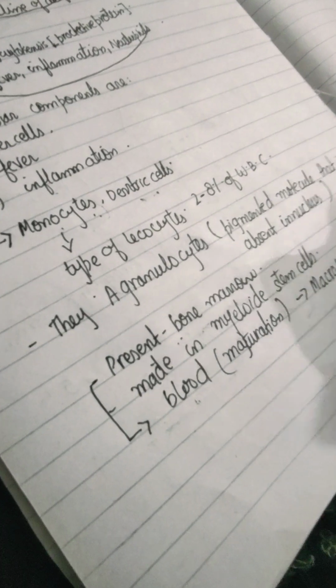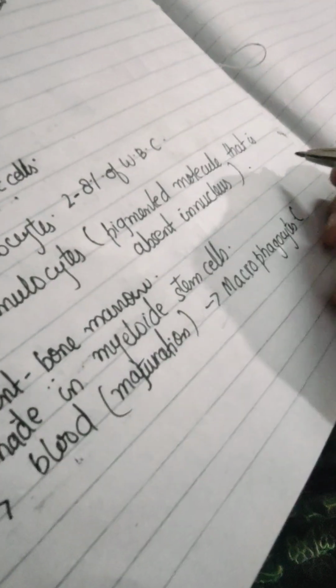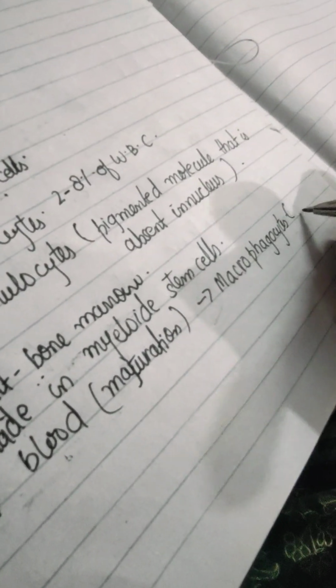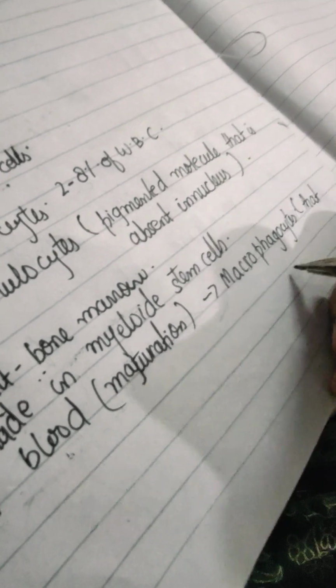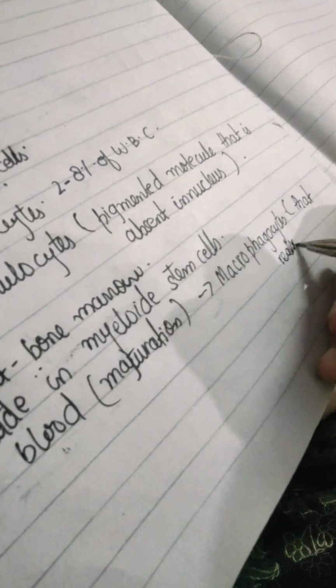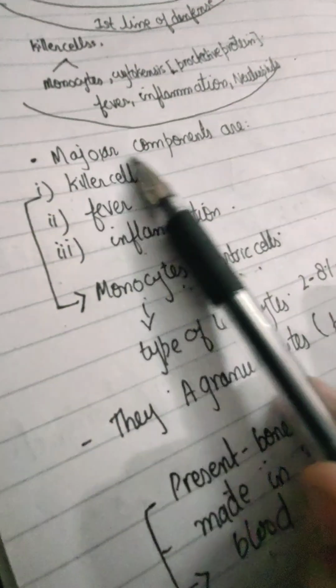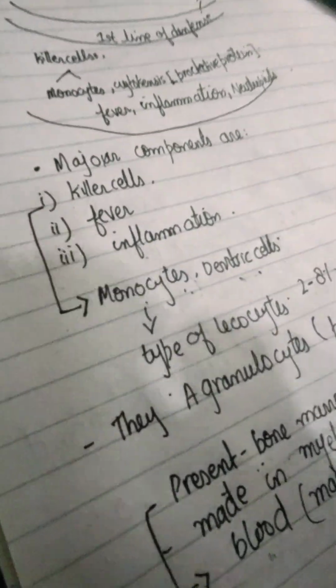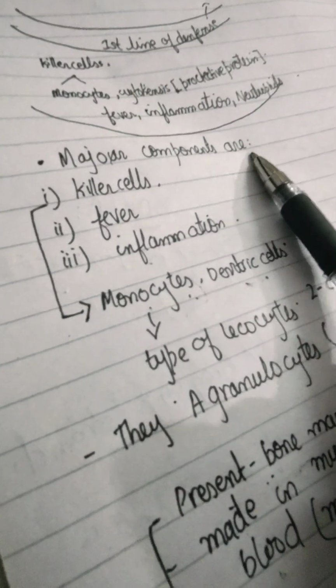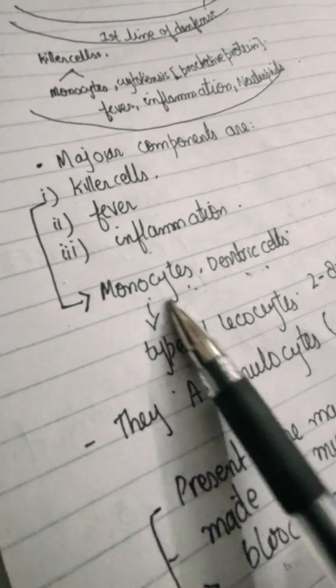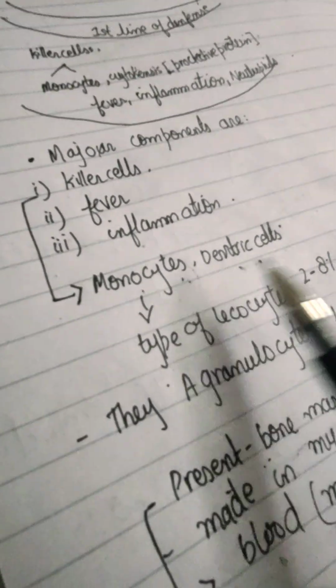Macrophagocytes are the cells that release the signal. I'm going to repeat that here: we are talking about the major component of the second line of defense. The major components are killer cells. The killer cell types are monocytes and dendritic cells.